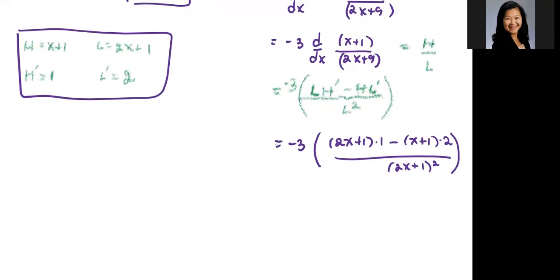And then we're going to distribute. So 1 times anything is just the same thing. But the second group, we're going to distribute 2 in there. We have negative 3 out front. The numerator is 2x plus 1 minus 2 times x, minus 2. Okay, don't forget that we have a negative sign for the entire group. And then all divided by 2x plus 1 quantity squared.